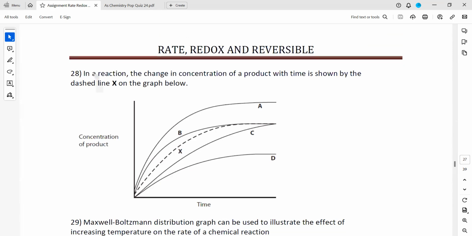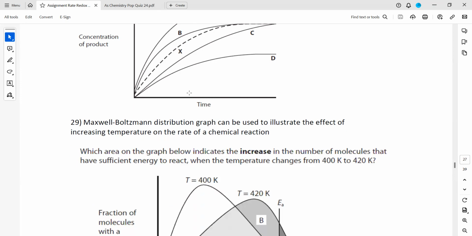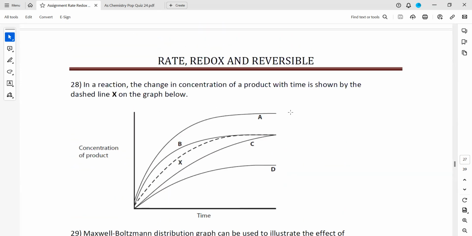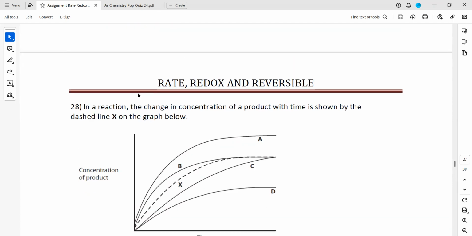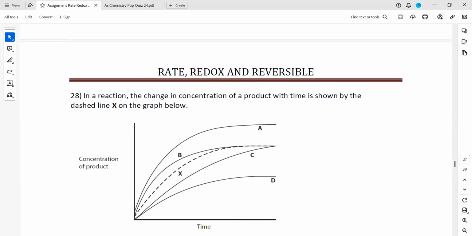In this reaction, there is a change in concentration of a product with time as shown by the dashed line. As you can see, the concentration of a product initially increased rapidly and then the rate decreased, and eventually it's constant. So the question is, the change in concentration of a product over time is shown by the dashed line.